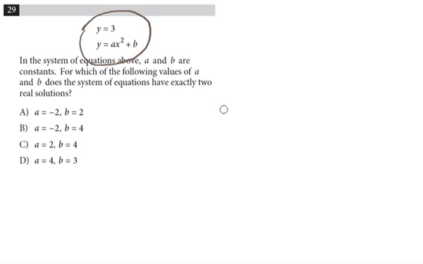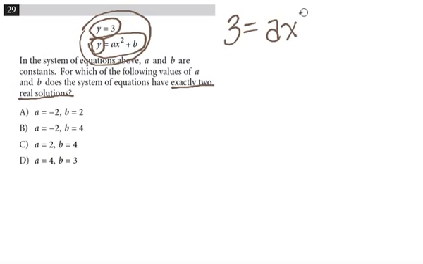For which values of A and B of the following options does the system of equations have exactly two real solutions? The first thing I'm going to do is note that y equals 3, and then I see y again, so I'm just going to rewrite this entire equation, only using 3 in its place. So 3 equals a times x squared plus b.